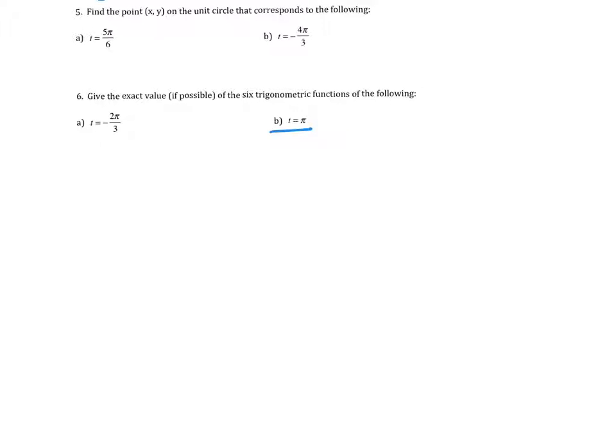For part B, just a reminder that 1 over 0 would give you undefined. Remember, you get undefined. And that 0 over 1 is just 0, right? Okay, gives you 0.